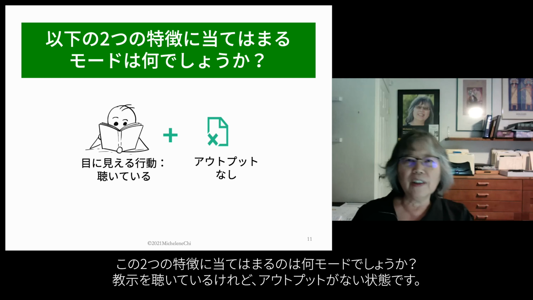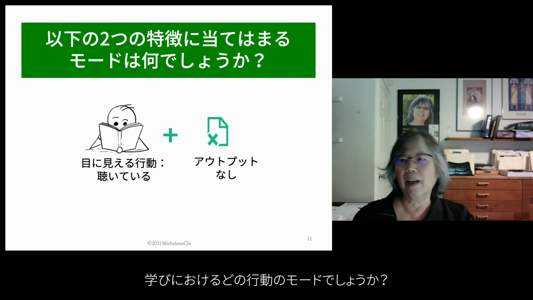So can you think of an activity that fits the 2 indices of this ICAP mode? You're attending, the physical behavior, and you have no output. Which behavior is that?